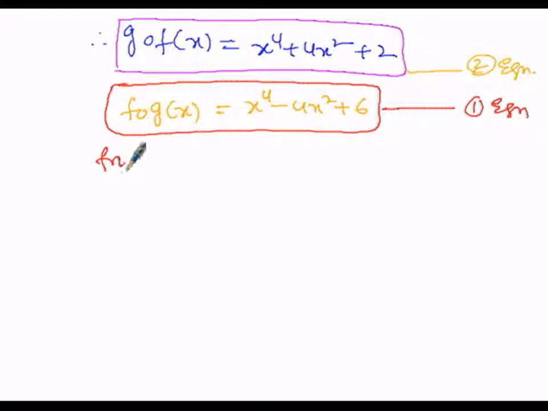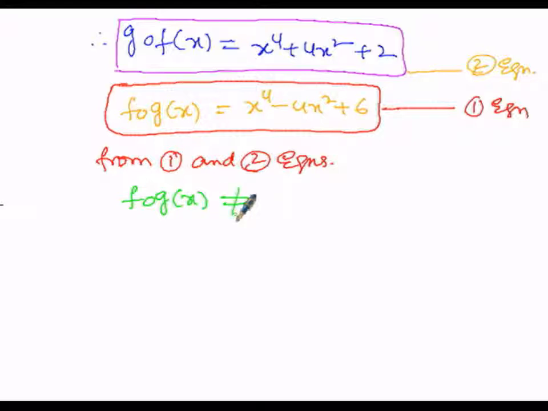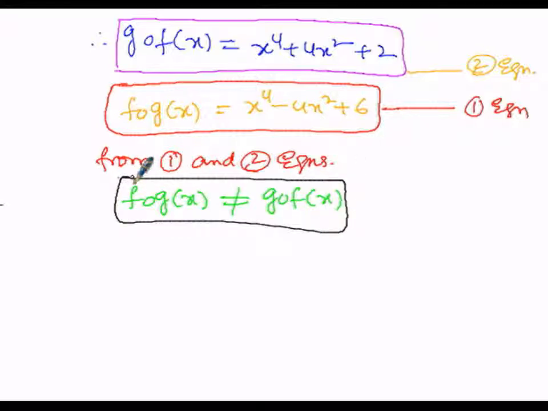So from equations 1 and 2, it is clear that the first equation's right hand side is x power 4 minus 4x square plus 6. The second equation's right hand side is x power 4 plus 4x square plus 2. So the right hand sides are not equal, therefore the left hand sides also won't be equal. So from this it is clear that f of g of x is not equal to g of f of x. So we have concluded that f of g of x is not equal to g of f of x.